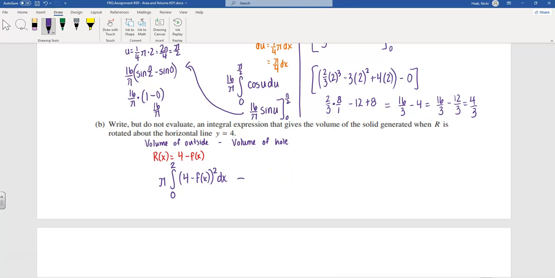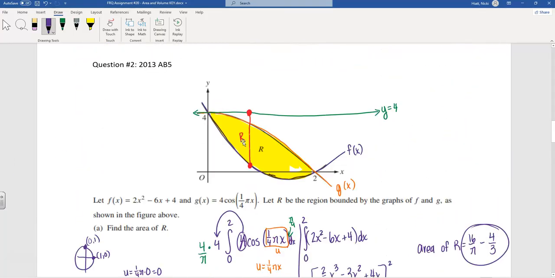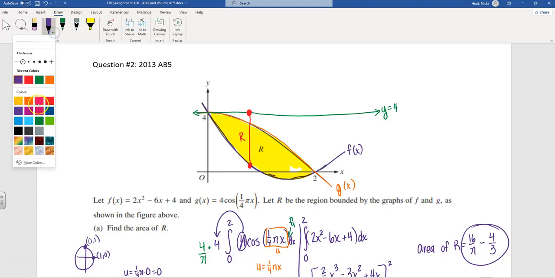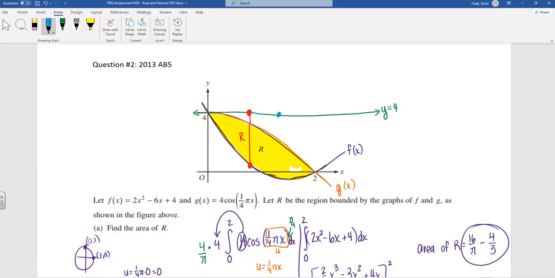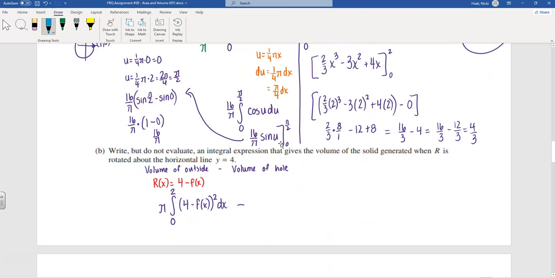Okay? And then we need to do the volume of the hole. So the volume of the hole, if we go up here, for our lowercase r, you want to always start at the line that you're rotating around. Go to the closest function. That's your lowercase r. And then think, top minus bottom of that line, right? So what is the top on that line? 4. What is the bottom on that line? G of x. So your lowercase r is going to be 4 minus g of x.